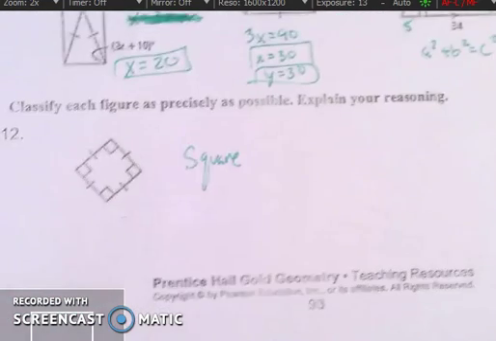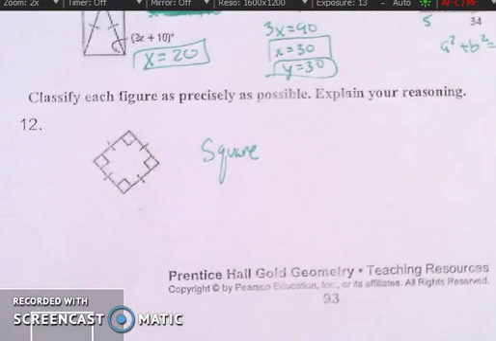Last but not least, number 12. Classify this as precisely as possible. There's only one shape that we know of that has all 90-degree angles and all congruent sides, and that would be a square. 90-degree angles is a feature of a rectangle, all congruent sides is a feature of a rhombus. None of those two are related to each other except through the square.